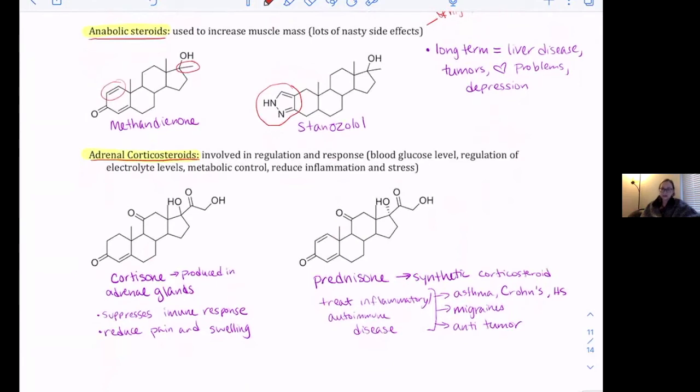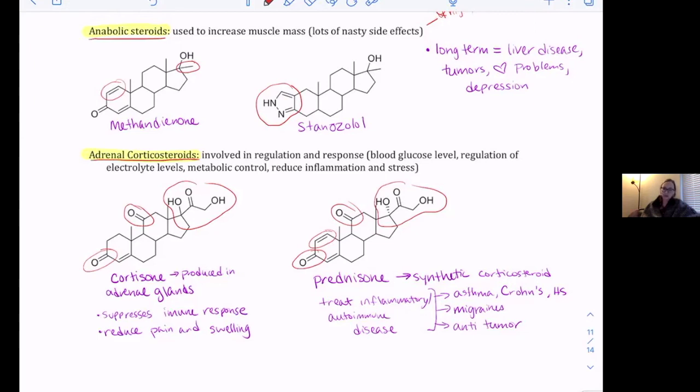These have a large variety of structures. You'll see these are pretty different. We have some new double bonds in new places. They vary pretty widely, and these are only two examples that I've shown you. So these help your body in regulation and response. These are kind of signaling steroids to tell your body when you need more of something or when you need less of something. So for example, naturally produced in our body is cortisone, produced in our adrenal glands.